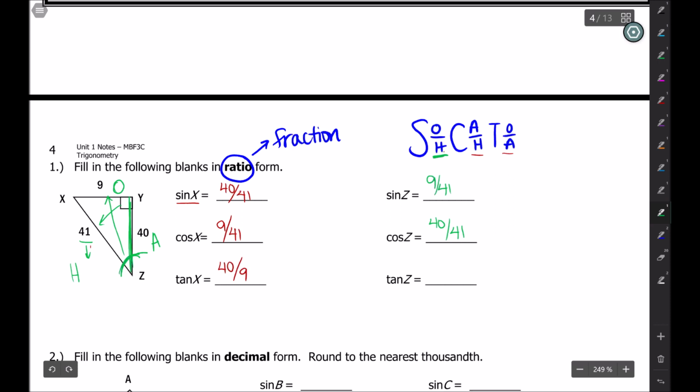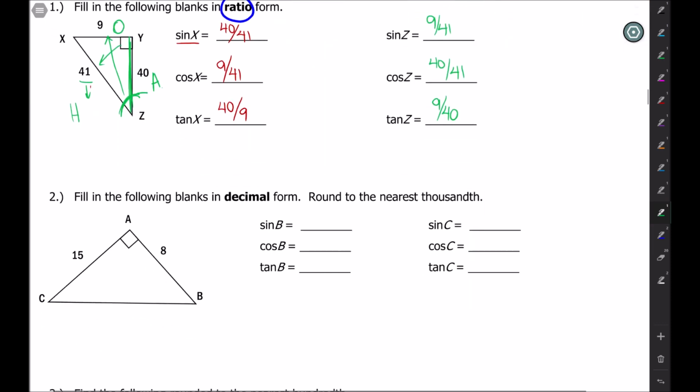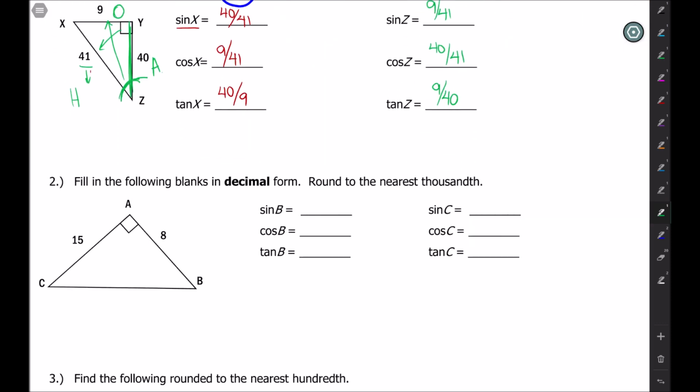Okay? And then to do tangent, we know tangent is opposite over adjacent. So opposite is 9, adjacent is 40. So it's 9 out of 40. Okay? All right, now question number 2 says to fill in the following blanks in decimal form.